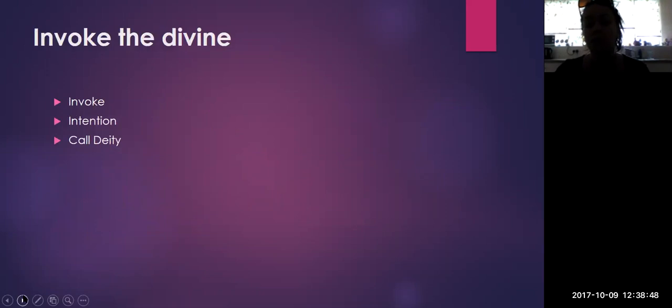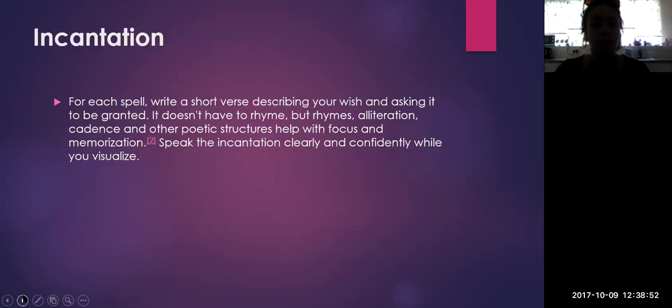Now, I'm not here to judge, everybody has different deities. For me, I call the angels, and then you use incantation, which is for each spell. You write a short verse describing your wish. You ask it to be granted. It doesn't have to rhyme, but rhymes do work. If I do a love spell, I go, like, you know, you use your own chanting. You can ring a bell and things like that, but try and make it as beautiful and wonderful as possible.